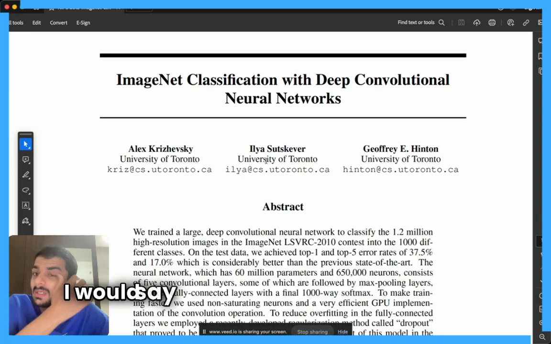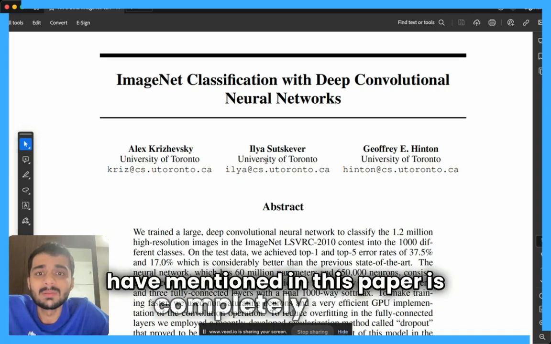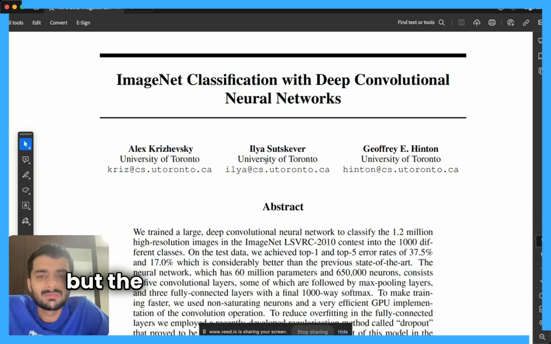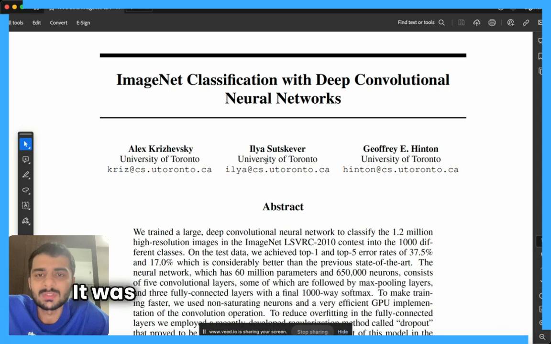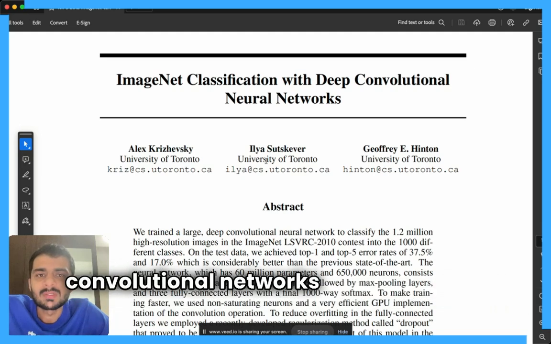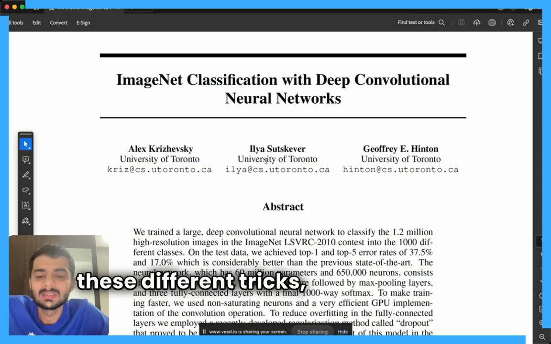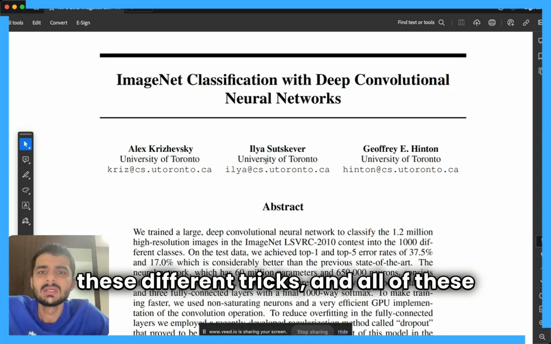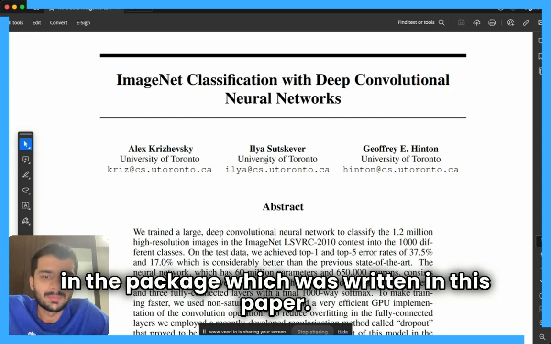I would say none of the techniques they have mentioned in this paper is completely novel, but the way the elements are arranged together had never been done before. It was the first time a paper was using convolutional networks that were deep enough and using all these different tricks, all of these combined together in a package which was written in this paper.